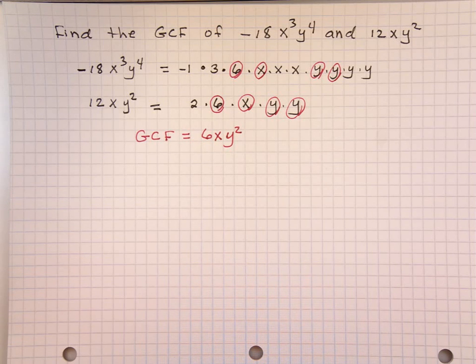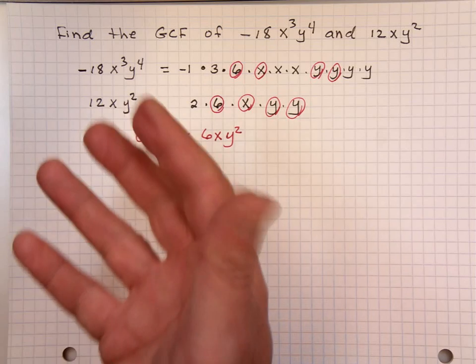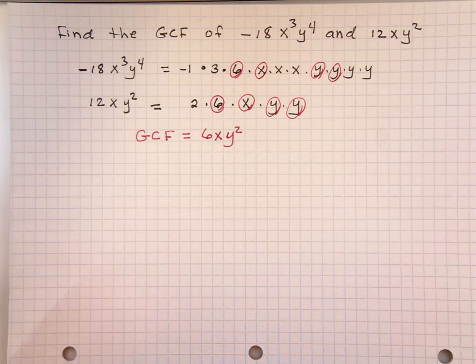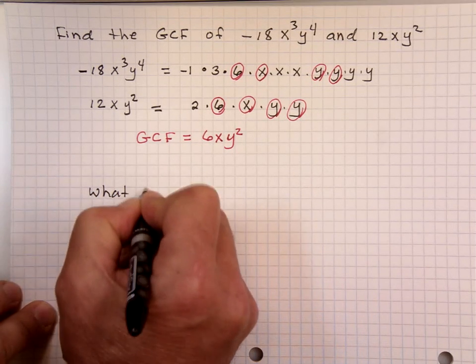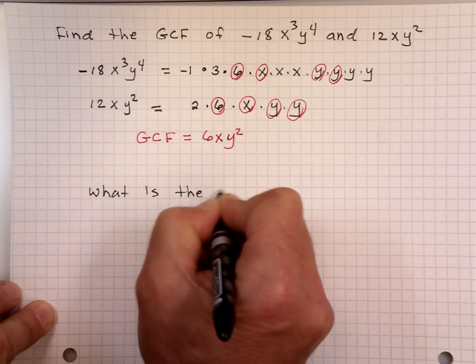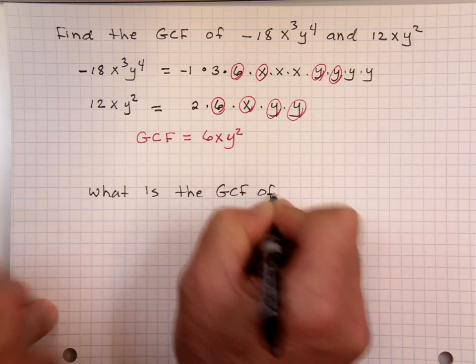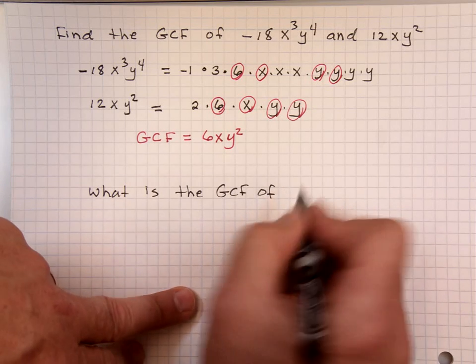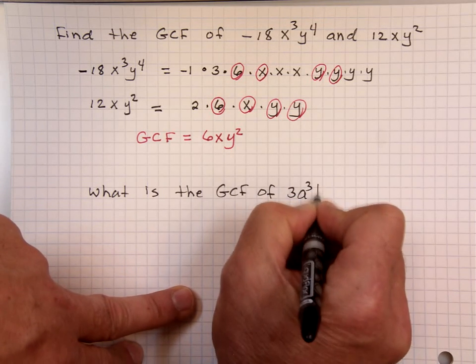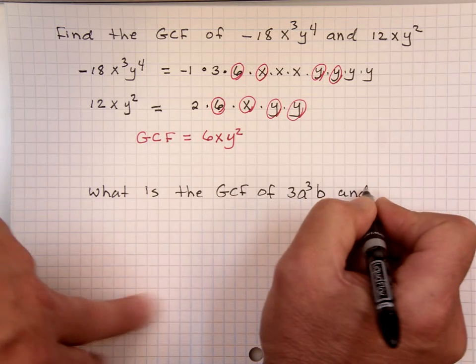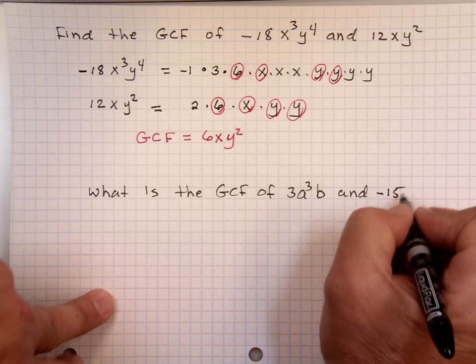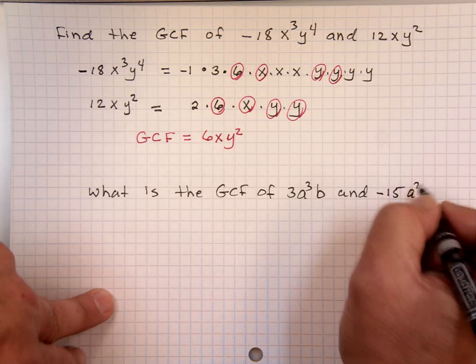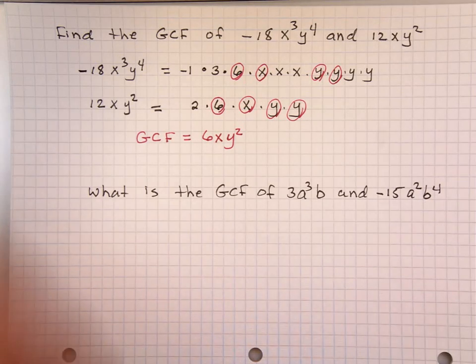Now, as the expression gets bigger, you really don't want to break it down to every single one. So when you look at them, for example, what is the greatest common factor of 3a to the third b and negative 15a squared b to the fourth?